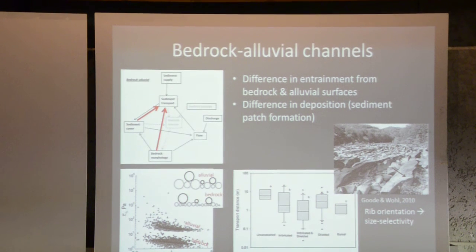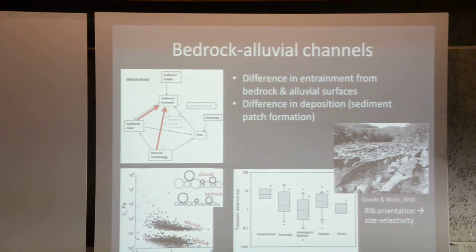Also, the work of Giddy et al. has demonstrated that actually the shape of the bedrock itself can have a different impact on sediment entrainment. So if you've got ribs, that can actually alter the size selectivity of sediment movement, depending on the rib orientation, and also where grains are in relation to the ribs themselves can, unsurprisingly, impact how easy it is for those grains to move.